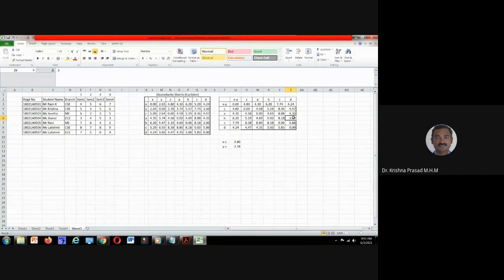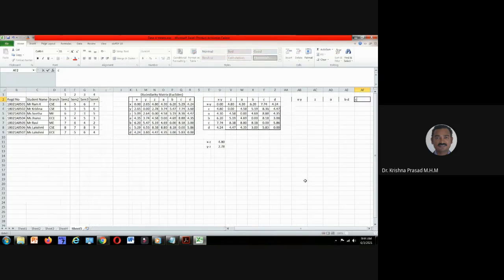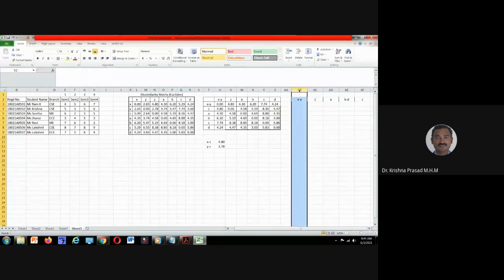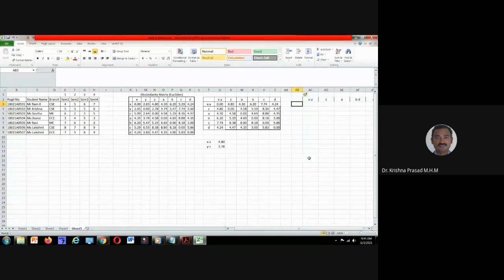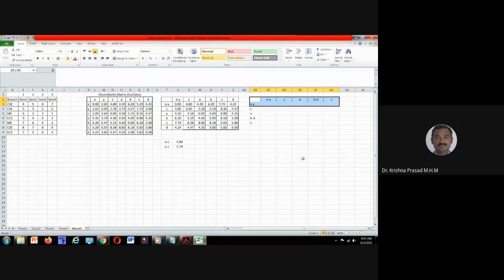Very good. Now, the next stage is: x and y are not changing at all. z is as it is. a is as it is. b and d were merged. c is as it is. Okay? Friends, please see, this is very, very important. Very easy if you understand the logic. z, a, b-d, then c. This matrix we need to compute now.